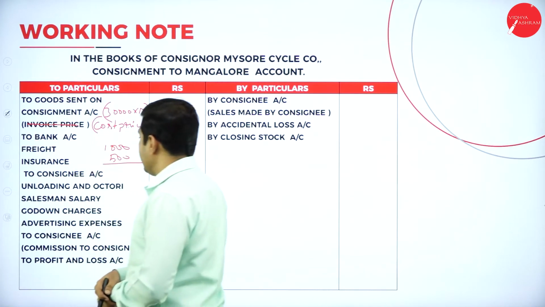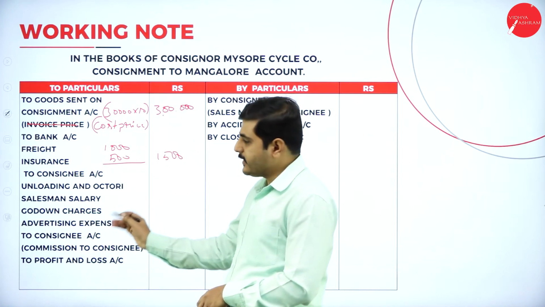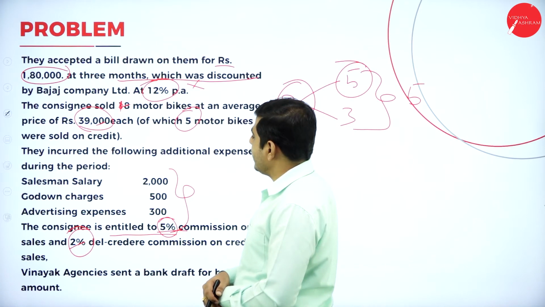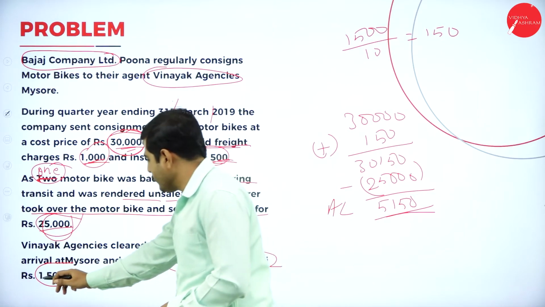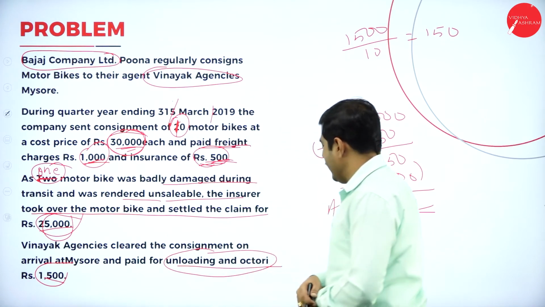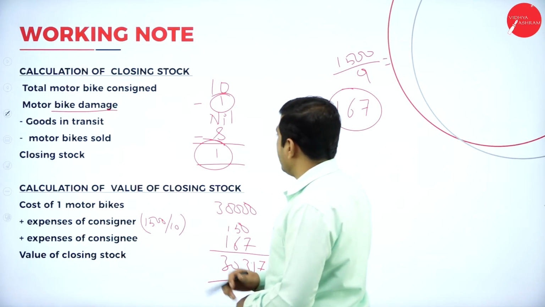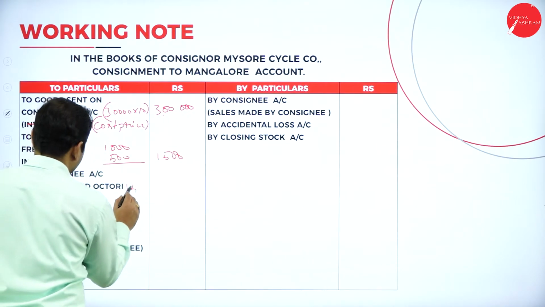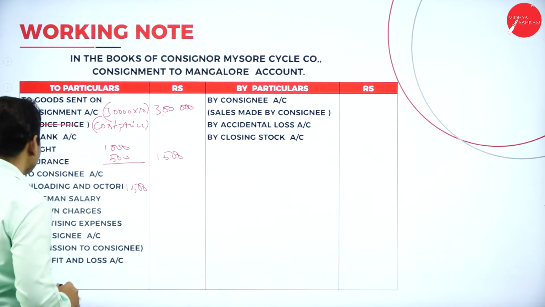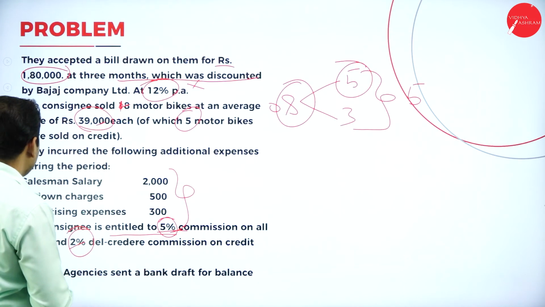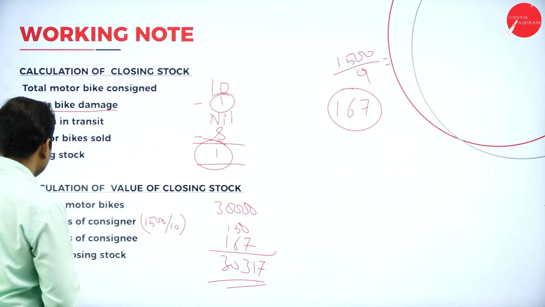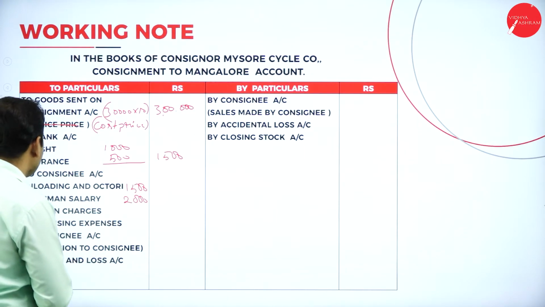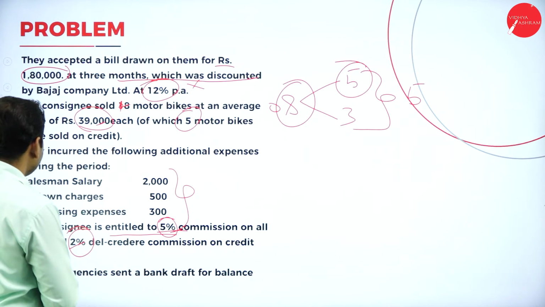Again coming to the consignee account. What are the expenses of consignee? Here he has given the direct expenses of 1,500 rupees: unloading and octroi, 1,500. Again, salesman salary. What is the salesman salary here? 2,000 rupees. Again, godown charges. What are the godown charges he has paid? 500.